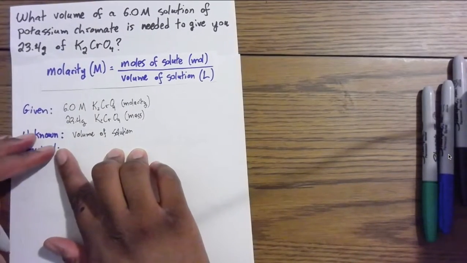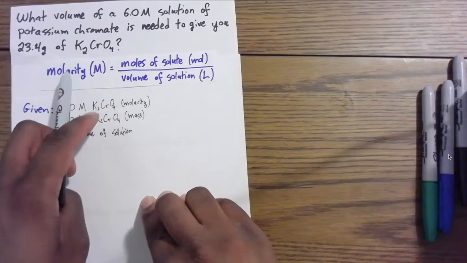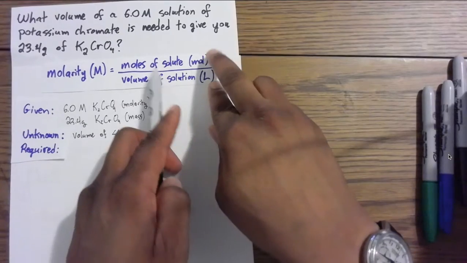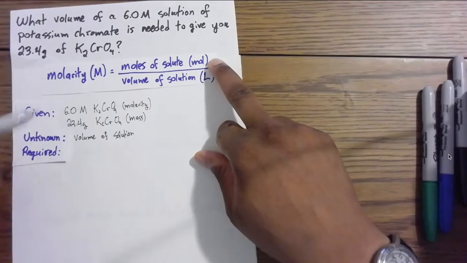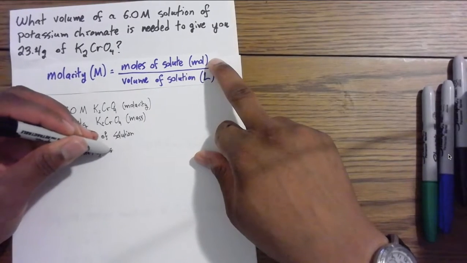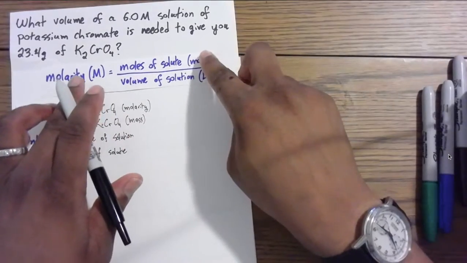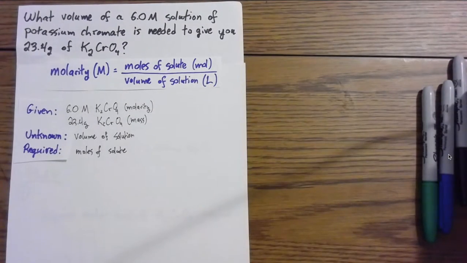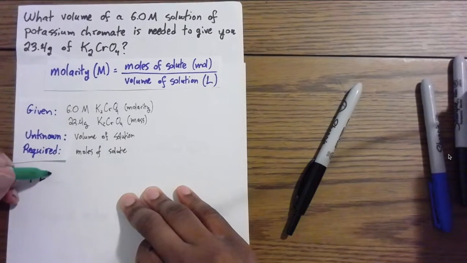That's our unknown. Now, what information is required? Well, we have the molarity right here. We're looking for volume of solution. This is our unknown, and in order to get that, we need the moles of the solute. We have the grams, but we don't have the moles of solute. So what's required is moles of solute. As soon as we get that, then we can go ahead and plug these in and then calculate the volume of the solution.